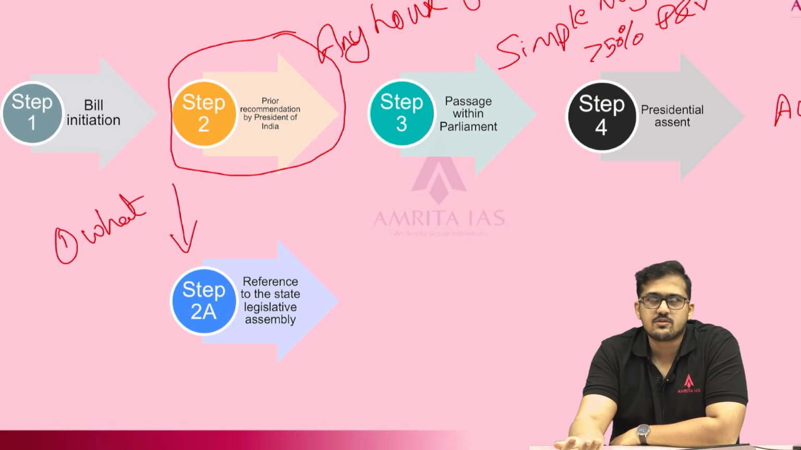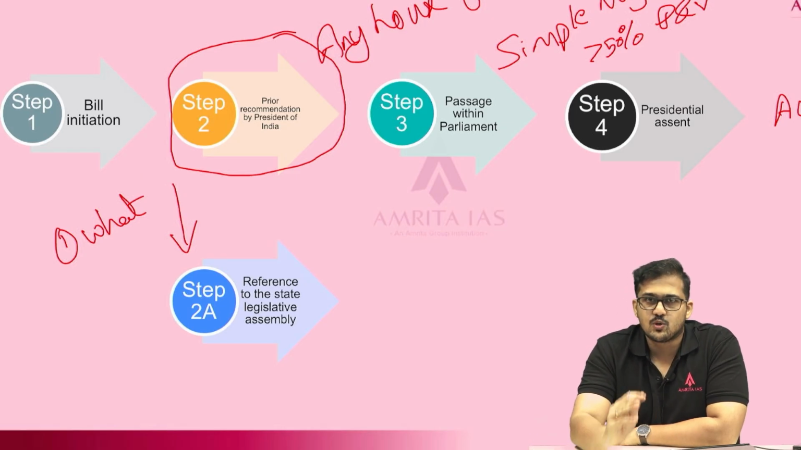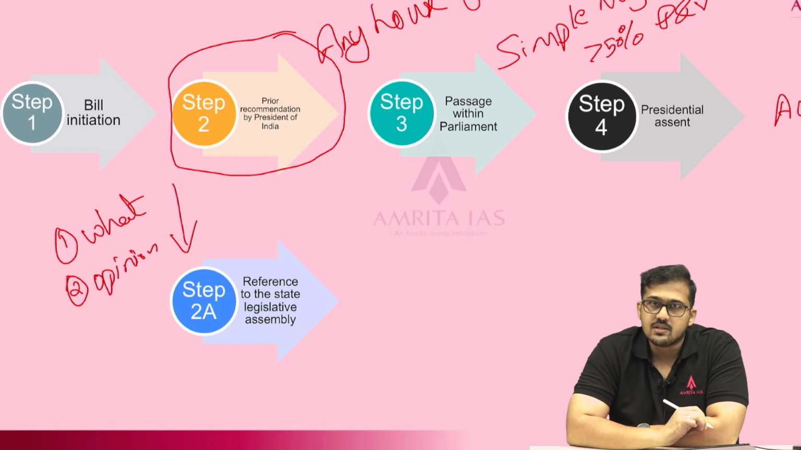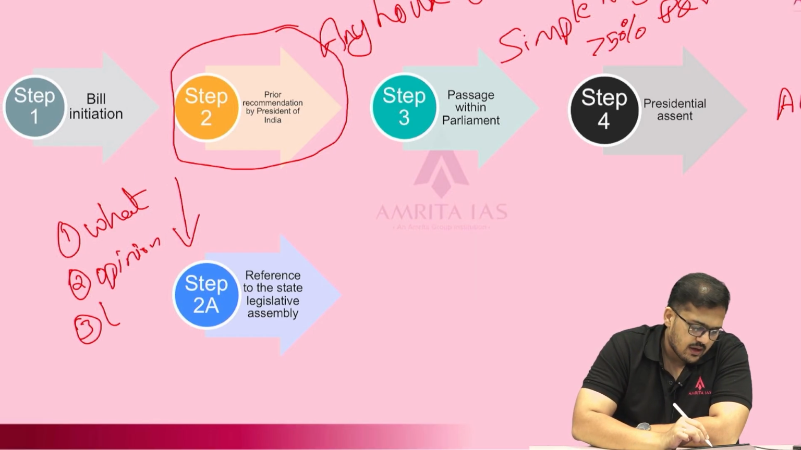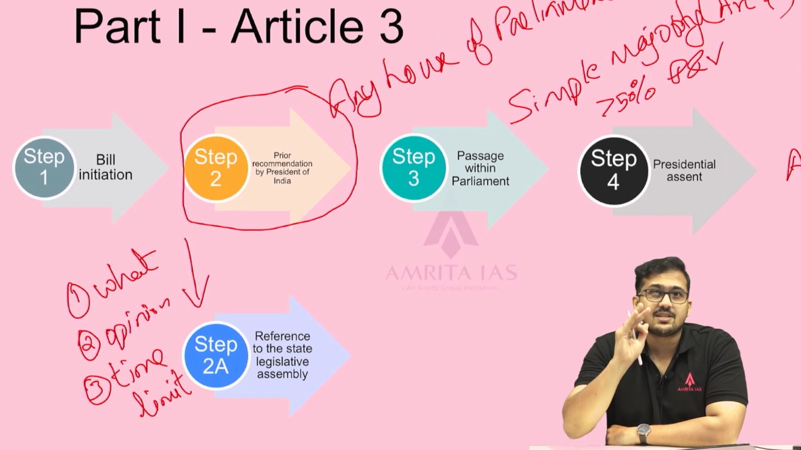Say for example, in the case of Kerala, your name is going to be changed. Are you aware of that matter? So that communication will be done. Now the President will be taking the opinion from the state, and a time limit will be prescribed. So these are the three things.